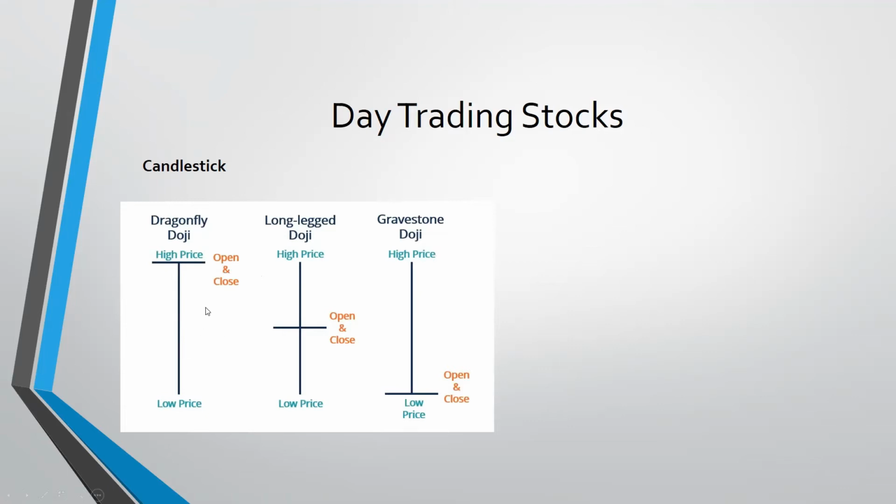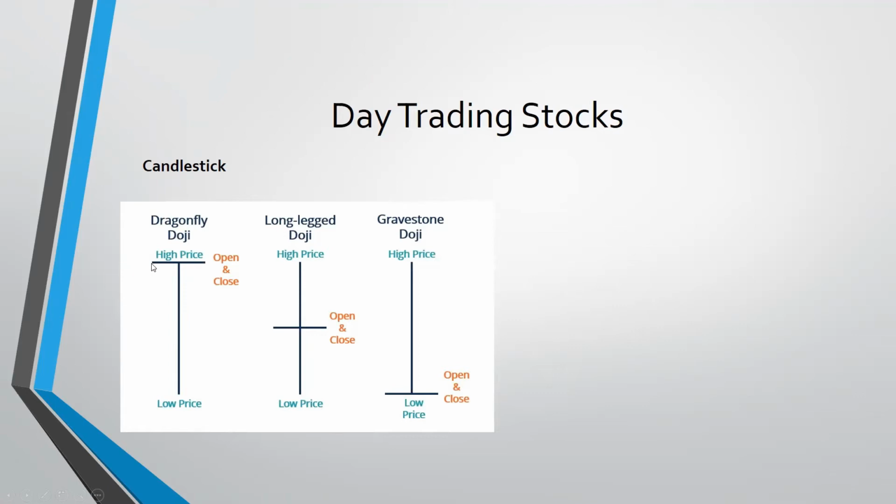So these are other candlesticks. These are doji candlesticks. This is a dragonfly doji. This was the highest price. This was the open price and also the closing price. This was the lowest price. What happened here is the price of the stock opened right here at the highest price. Then the price went down, reached the lowest price, and then went back up and closed at this price here.